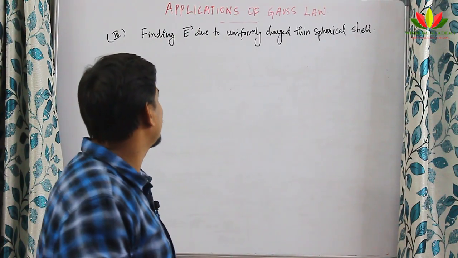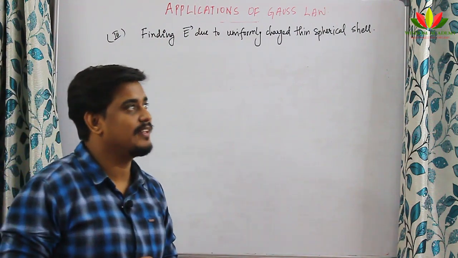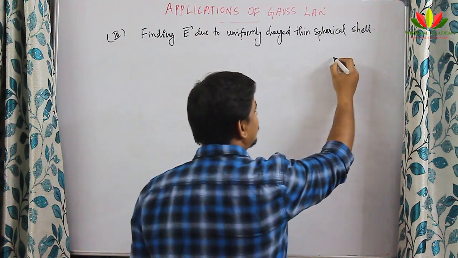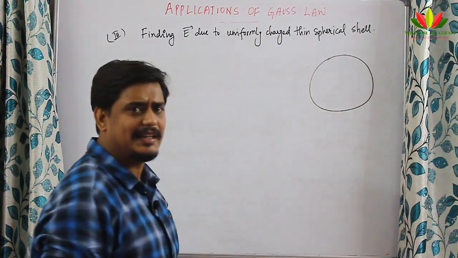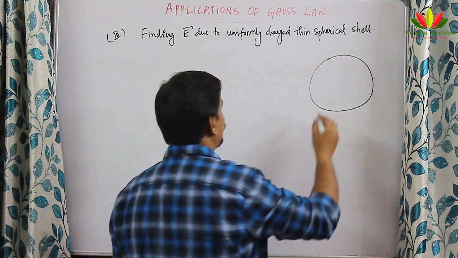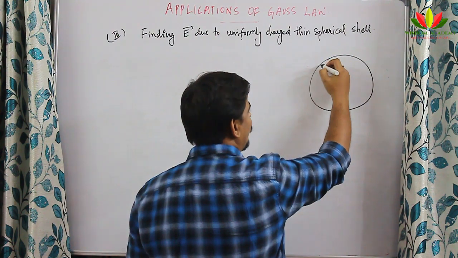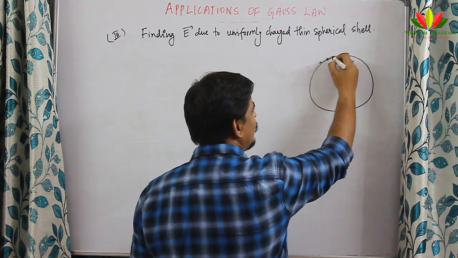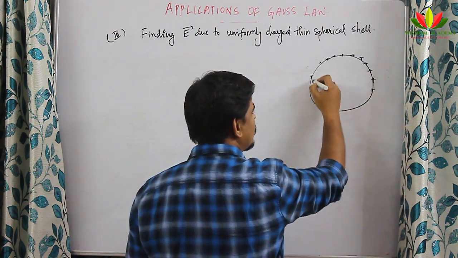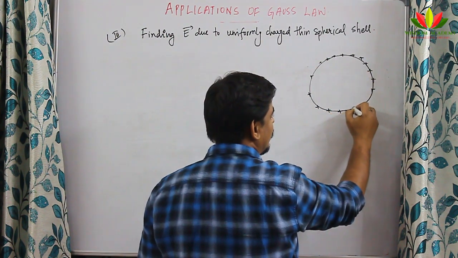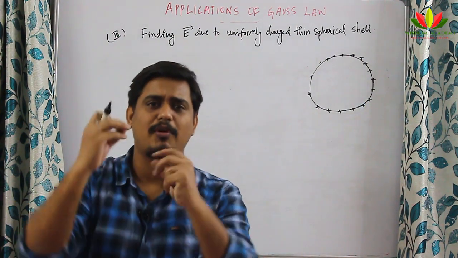Let us see the next application of Gauss law, which is finding the electric field due to a uniformly charged thin spherical shell. If there is a thin spherical shell and I want to find the electric field due to this, I can find it by the application of Gauss law. This spherical shell is uniformly charged. I said to you, whenever you are charging uniformly, you can expect that there is charge present throughout the shell. Just imagine a football in your hand, and throughout the football you have charges.